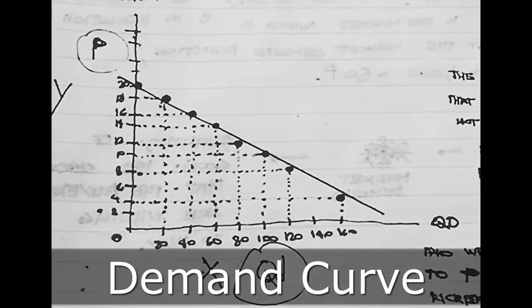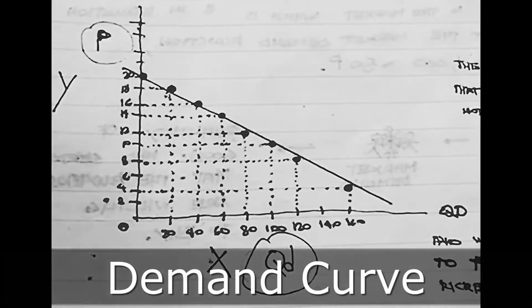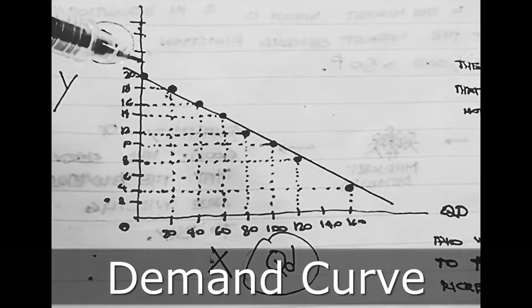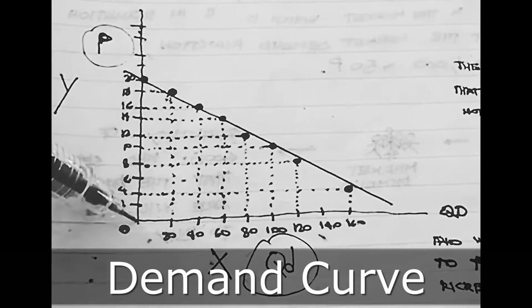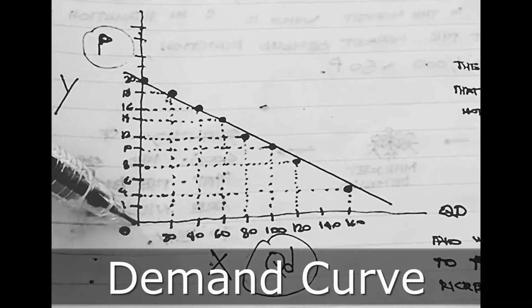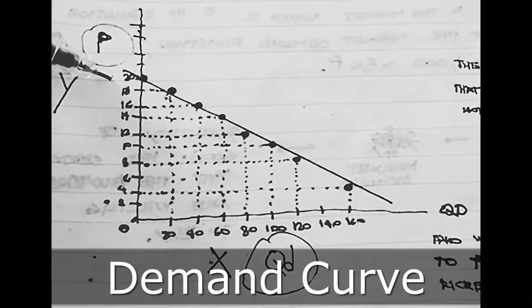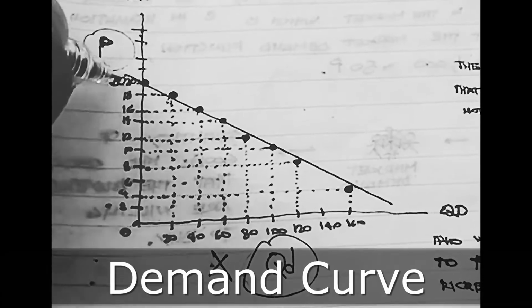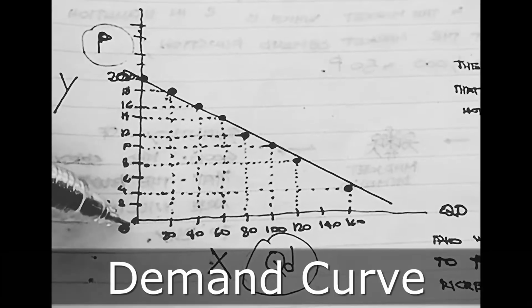So, the demand curve of a pineapple. The demand curve shows that at 20 pesos, consumers are not willing to buy the product. So this is 20. At the price of 20, consumers are not willing and able to buy that product. The quantity demanded is 0.